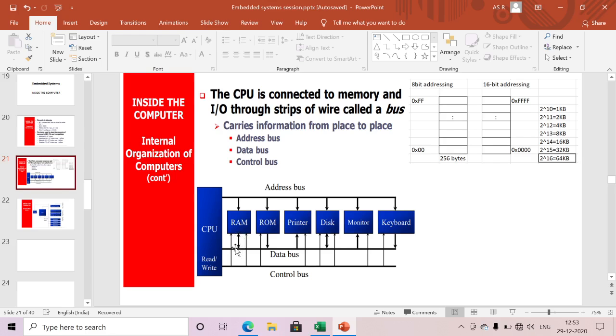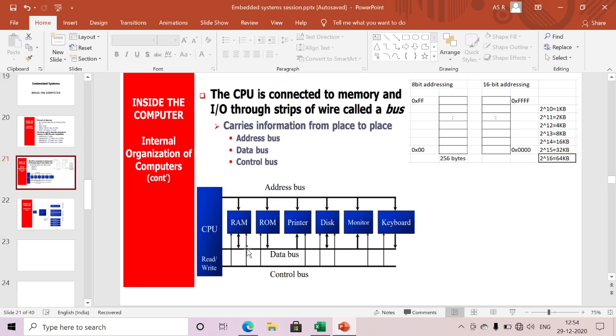That's why I'm giving both directions. ROM is read-only memory, so I'm giving only one direction. Printer is an output device, so I'm giving the out arrow. And disk is read or write. I can read data from the disk and also write data to the disk, so I'm giving both directions. Monitor is an output device, so I'm giving the out arrow. Keyboard is an input device, so I'm giving the input arrow. And this is my data bus. Here, mainly our processing speed is specified using the data bus.